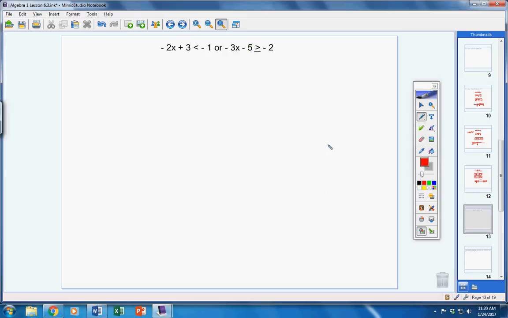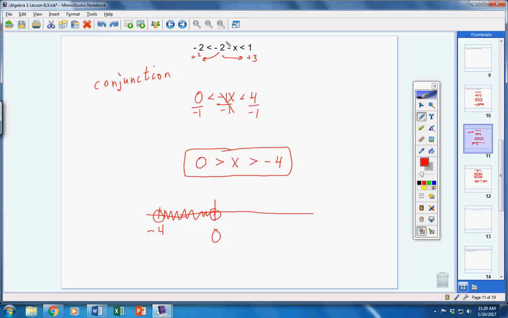Okay, here we go. Let's solve another one. This is a disjunction. You should recognize that right away because we have an or right here in the middle. A conjunction has your x right in the middle like this with two inequality symbols. Okay?